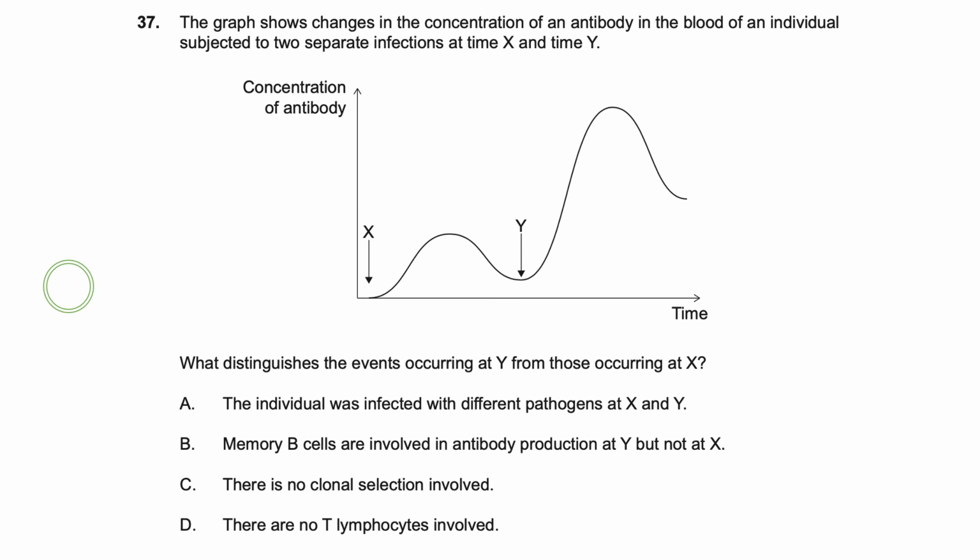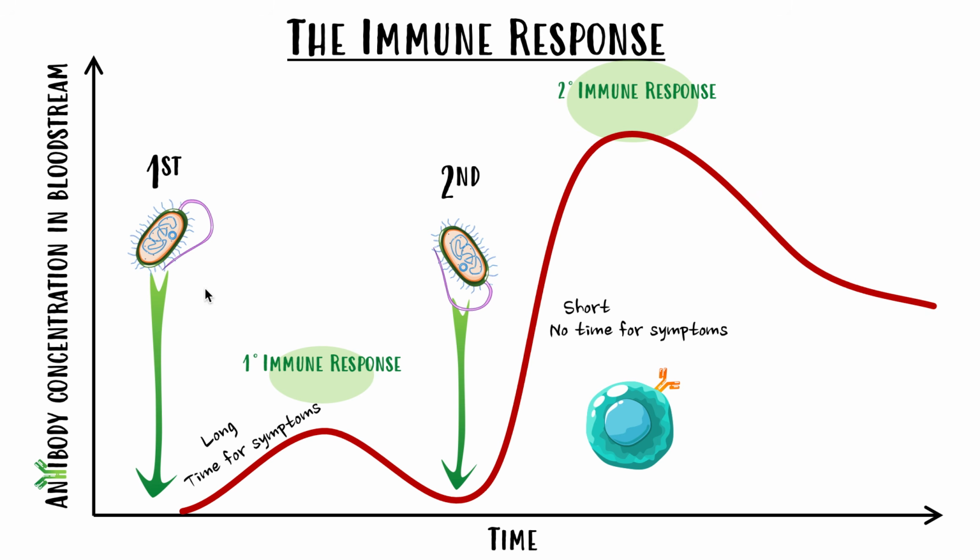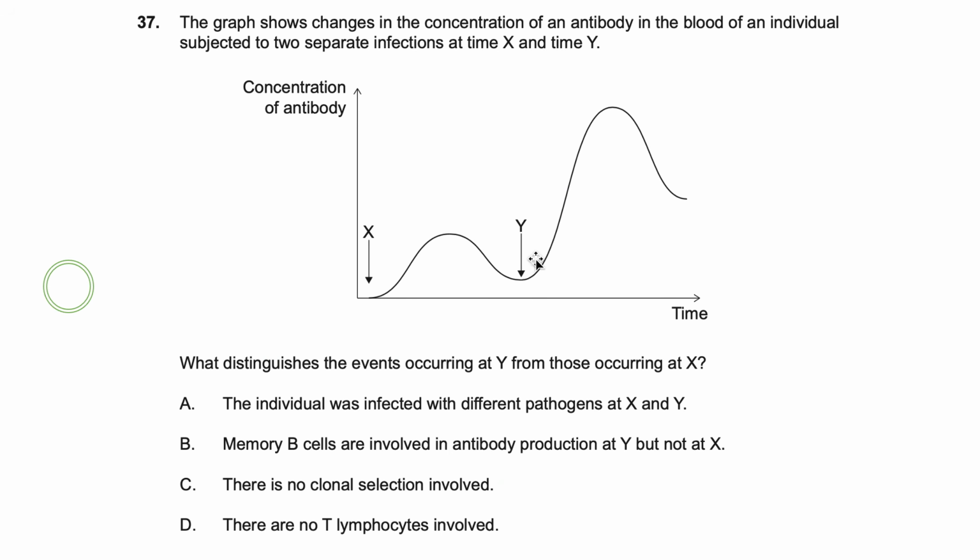Memory B cells are involved in antibody production at Y, but not at X. Yes, that's true. Remember, here is your primary immune response, where your body does not yet have memory cells. They do not yet have antibodies, so they're slowly starting to make those. So now, for the next response, you'll have these memory cells, which can react quickly and make a better response than the first time. So that's why that one is true. At point Y, we have these memory B cells, which we don't have at point X. So the answer is B.